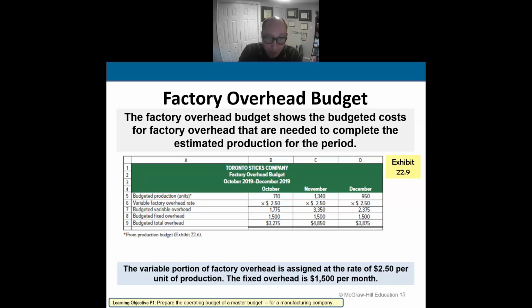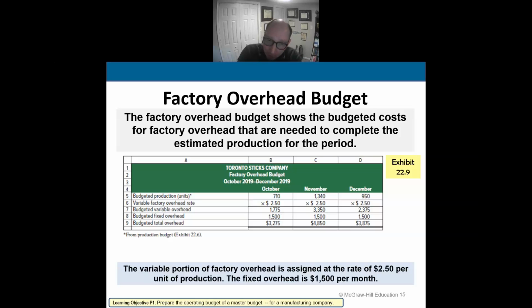And we call it a predetermined factory overhead rate. So there's a couple of factors that we take into consideration with this rate. In this example, the rate's predetermined of $2.50 per hour. It's the variable factory overhead rate. So we take the number of units we expect to produce times the variable factory overhead rate equals the total budgeted variable overhead.